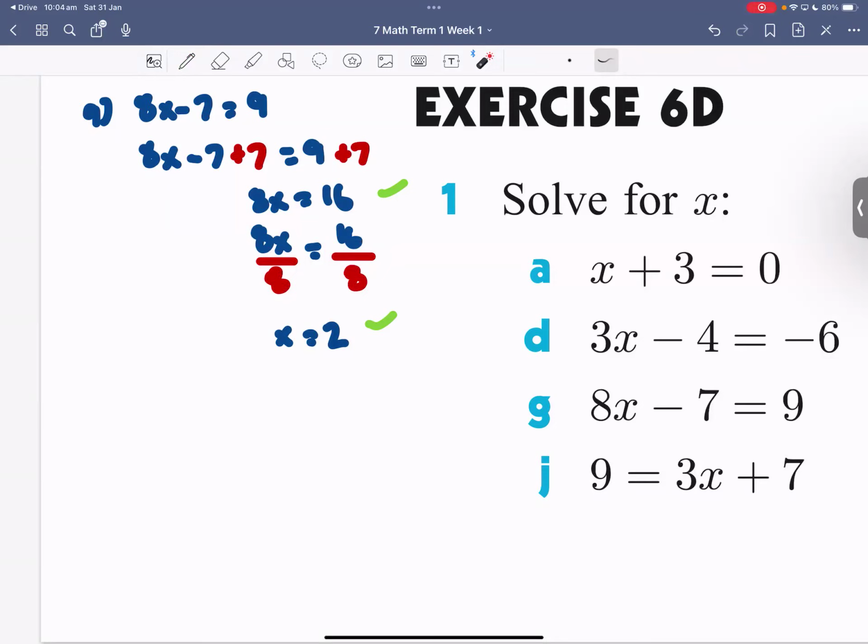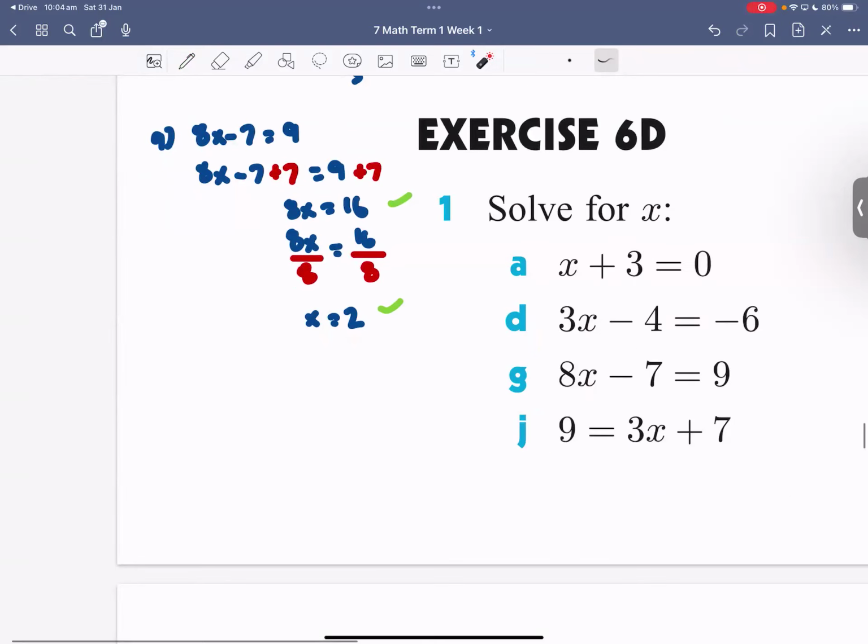All right. Next one. 9 is 3x plus 7. They put the x on the other side. Big deal. Well, you know what the first thing I want to do just to make my life easy? I'm going to write 3x plus 7 is 9. I'm sure if everyone says 9 is 3x plus 7, it means 3x plus 7 is 9. It's just a bit easier when the x is on the left. Just looks a little bit nicer.